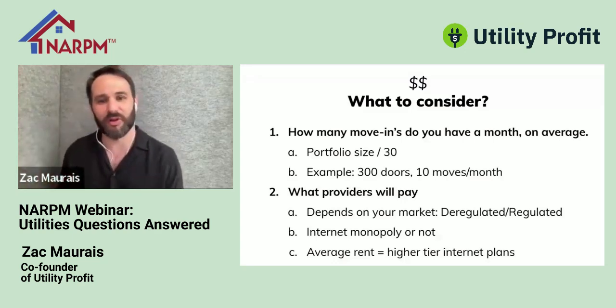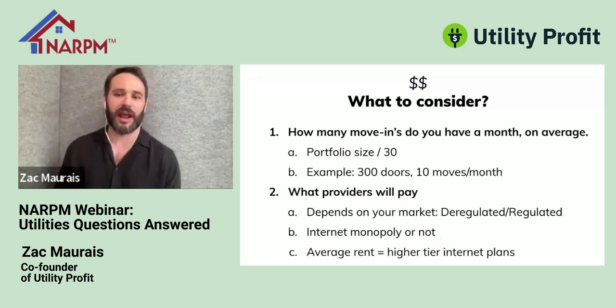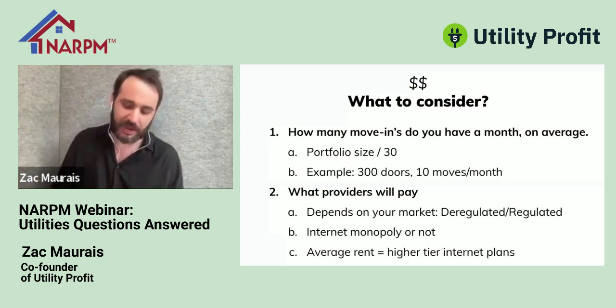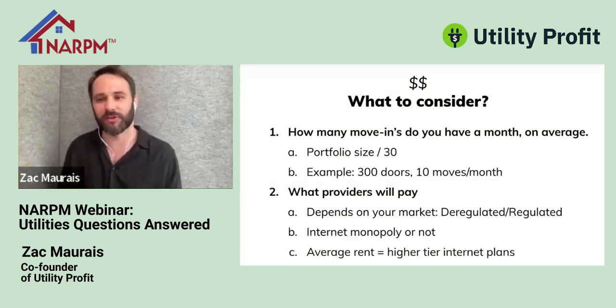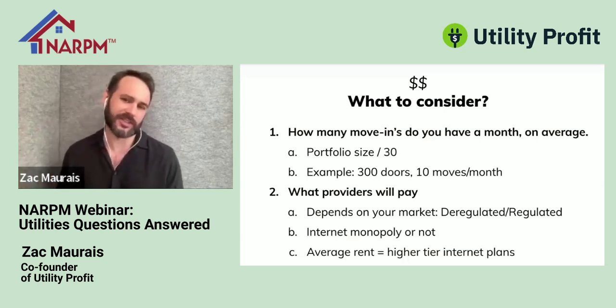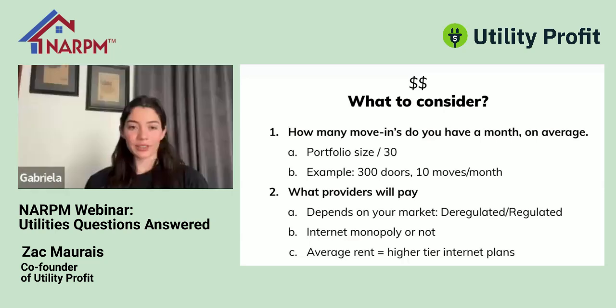So a 300-door property manager is going to average 10 moves per month, with 30% more moves happening in the summer than the winter, just because that's the busiest time of the year. It's a cool way to do some forecasting on how many moves are happening, why, and how that's going to change if you grow. That also helps think through how much money could be made from a service like Utility Profit.